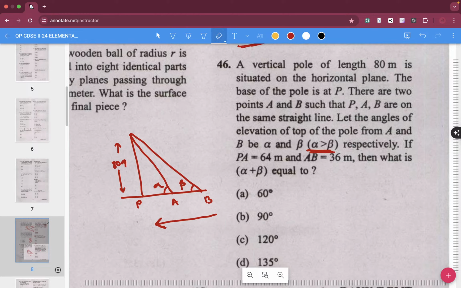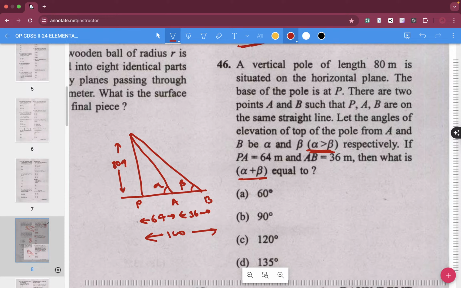Now they have also given you the PA value over here as 64, and the AB value is 63. All of it is in meters. So the PB value is automatically 100 over here.